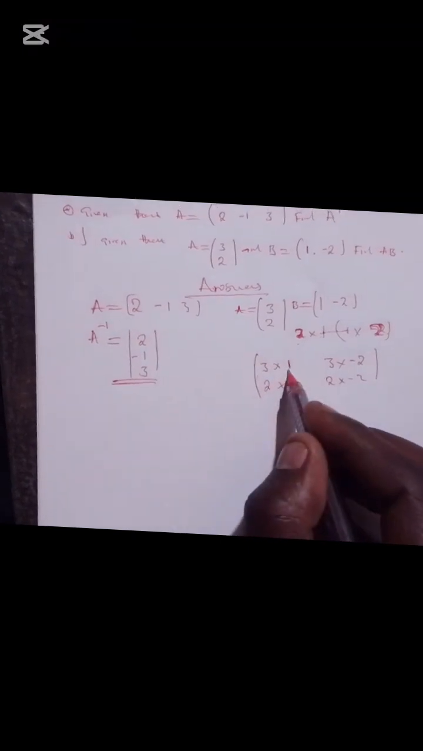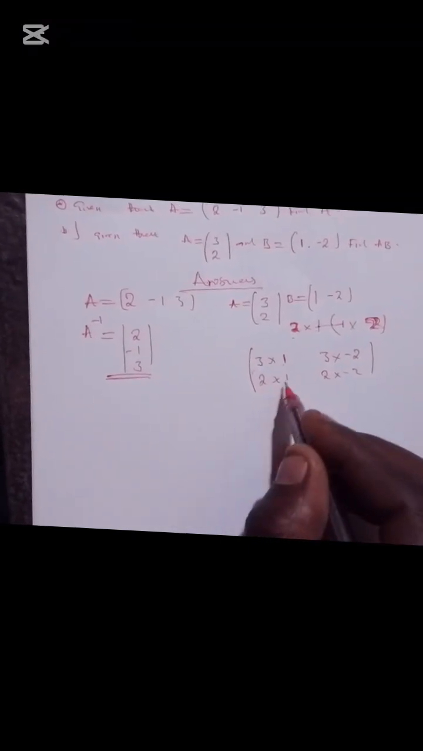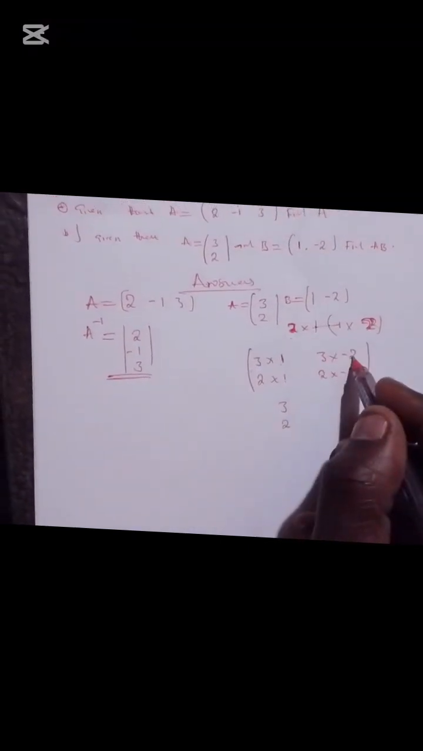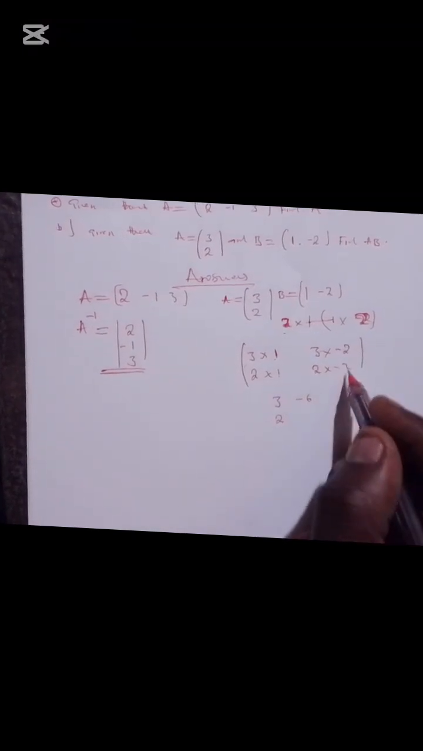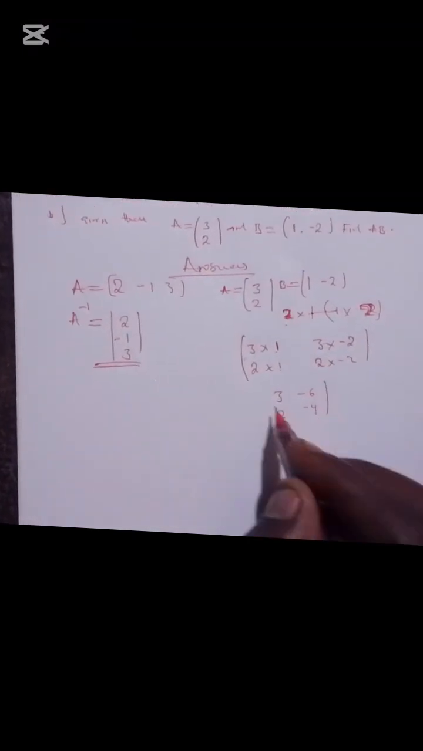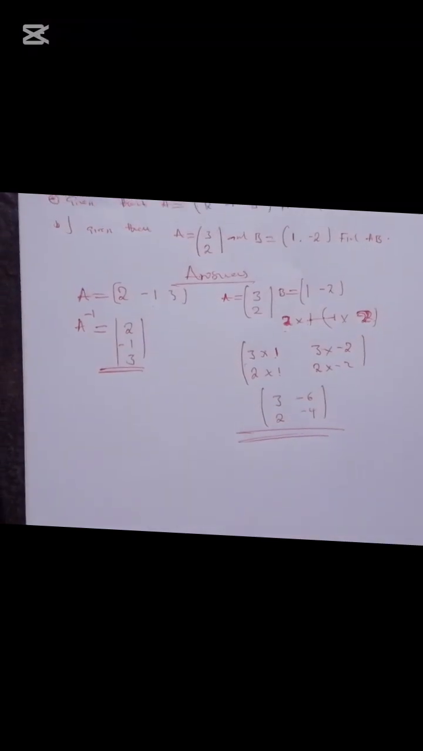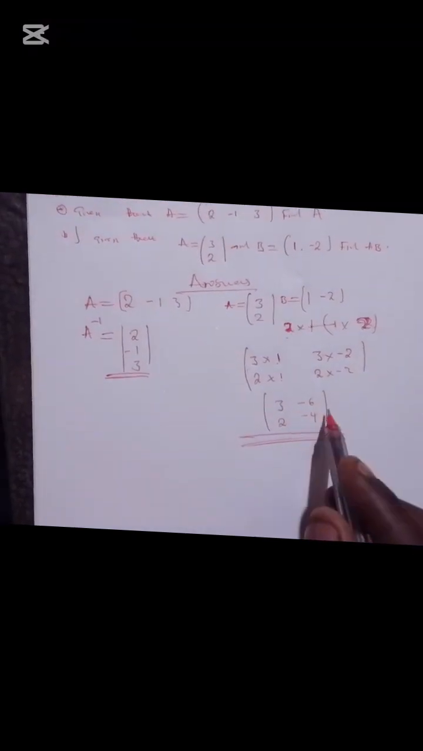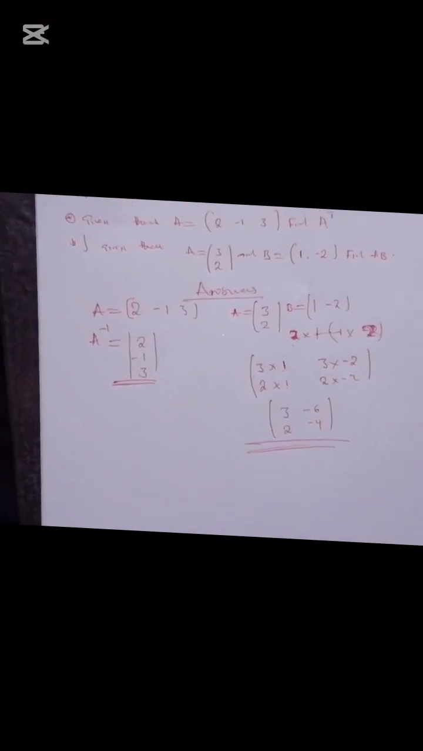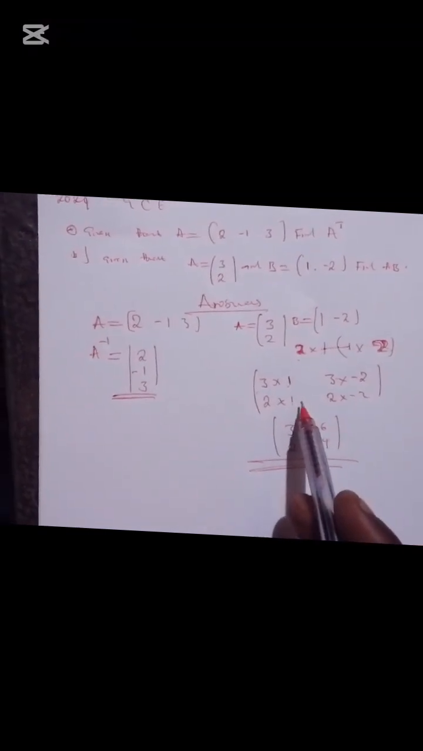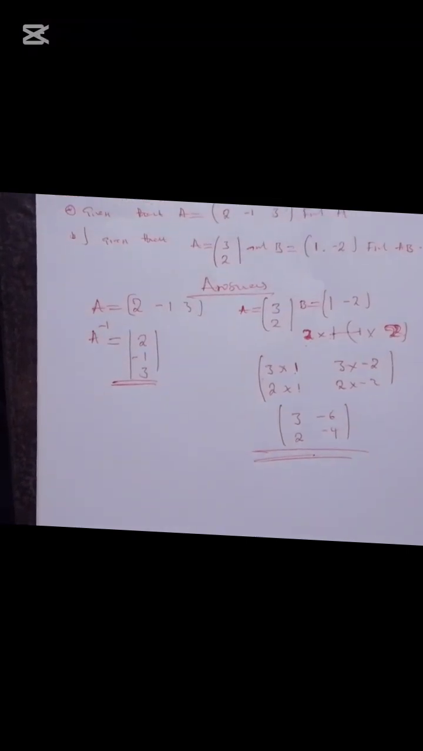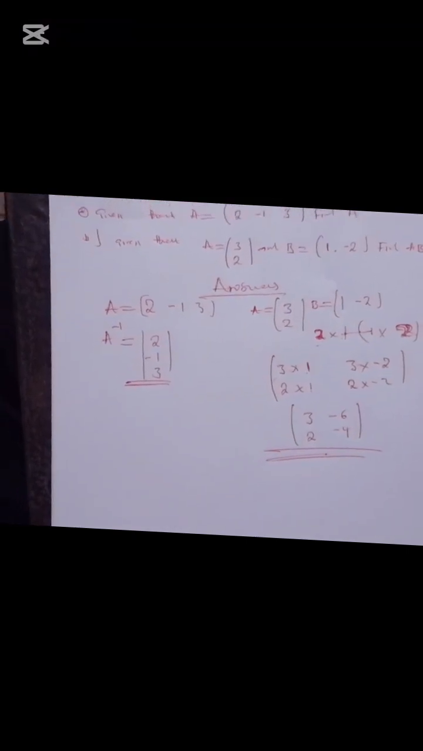So 3 times 1 will give you a 3. 1 times 2 will give you a 2. 3 times negative 2 will give you a negative 6. Then 2 times negative 2 will give you a negative 4. So at this point, you have worked out your answer. It's a 2 by 2 answer. Otherwise, this question was very tricky. Most people do it differently, but I want you to understand that the answer should be this, and you multiply row by column.